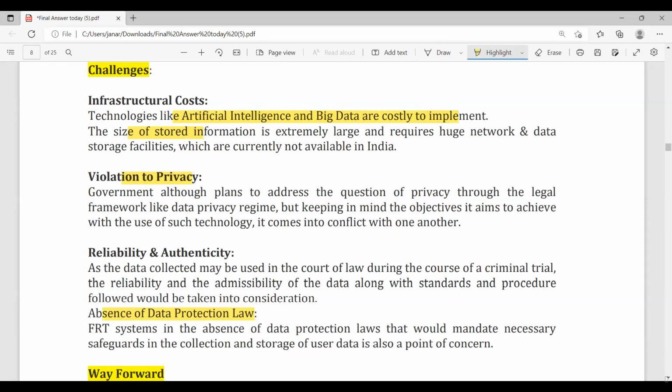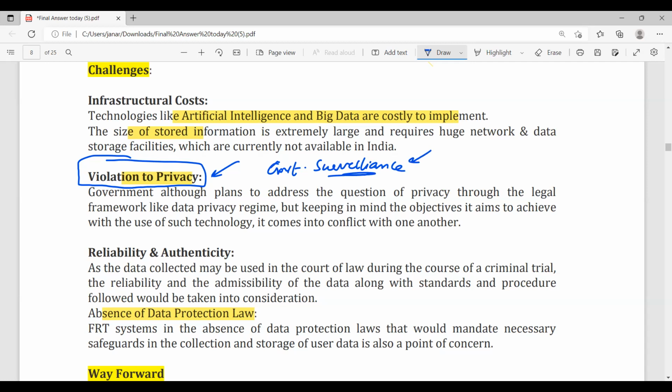Threat to privacy. This is a very important dimension. Whenever this technology comes, privacy is a very big thing. Wherever you are, that will be known, and not only for government surveillance, it can be misutilized in many ways. So we must respect individual privacy. That can be a threat with respect to all these emerging technologies, AI, big data.